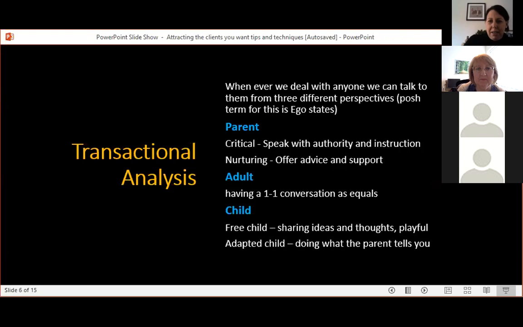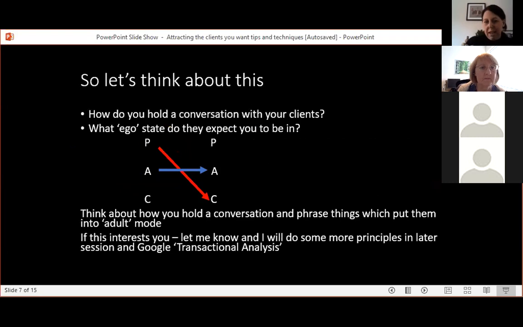Bearing in mind, people can also expect you to approach them from one of those. So if you're sitting down with a new client, they may very much push you into being the parent in that conversation, expecting you to be critical or expecting you to be nurturing and give advice. But actually, if we look at the next slide, if we talk to them as a parent, what response does that tend to elicit from the other person?